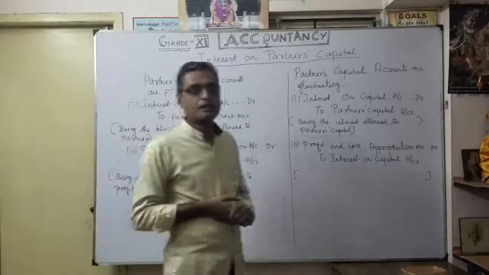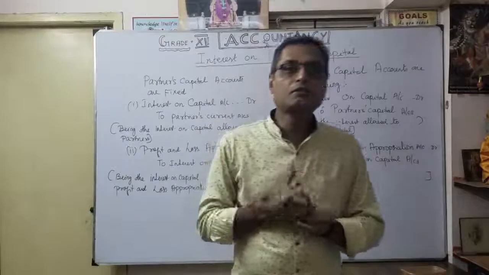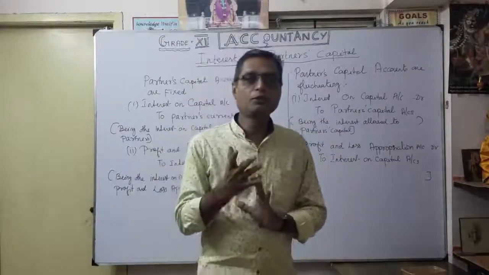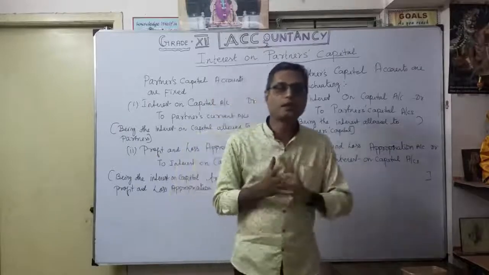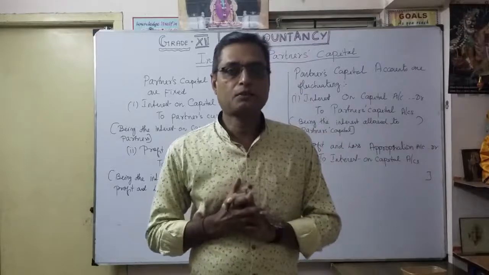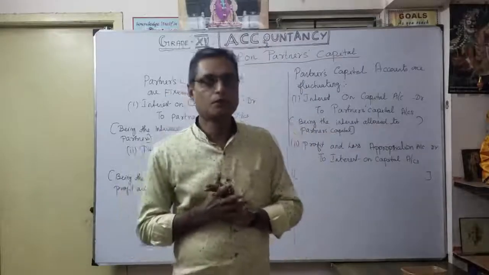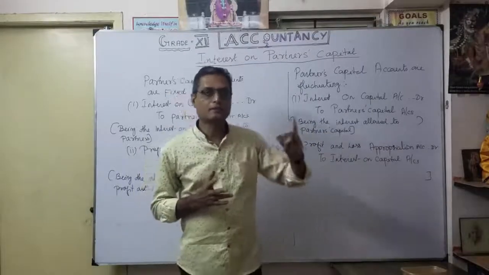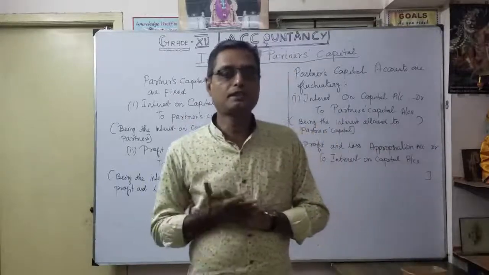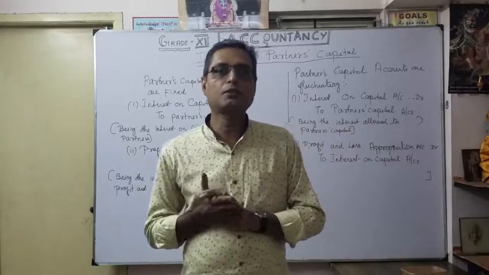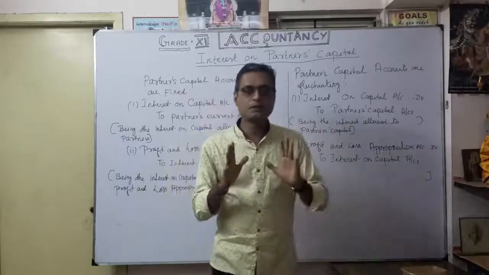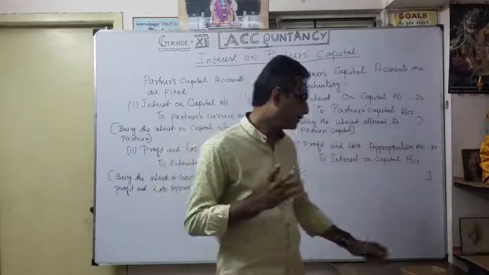So when interest on capital is charged, how will the accounting entries show? We already know there are two types of capital account: one is the fixed capital account, the other is the fluctuating capital account. Whenever it is a fixed capital account, you maintain two accounts, the partners' capital account and the current account. So the interest on capital is transferred only to the current account. With a fluctuating capital account, we transfer it only to the capital account. We have to know that very well.